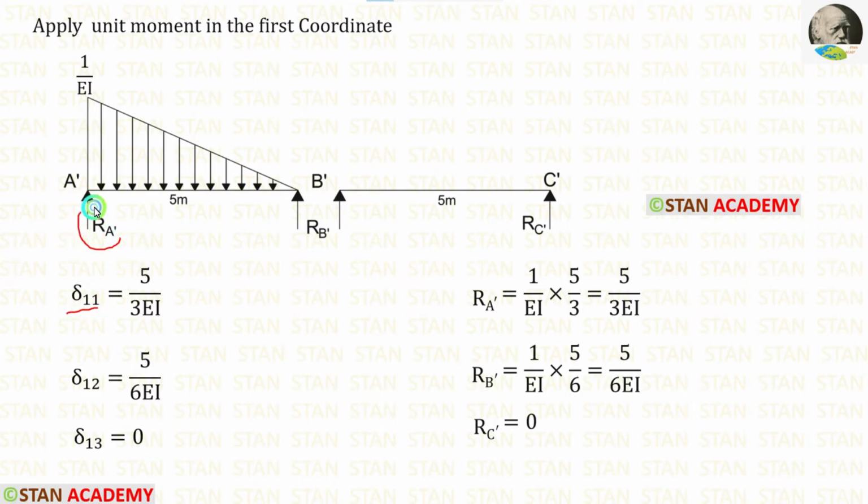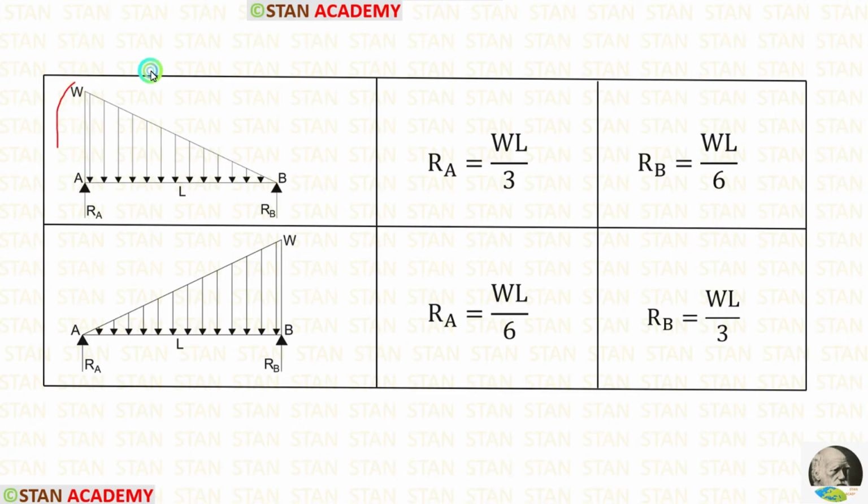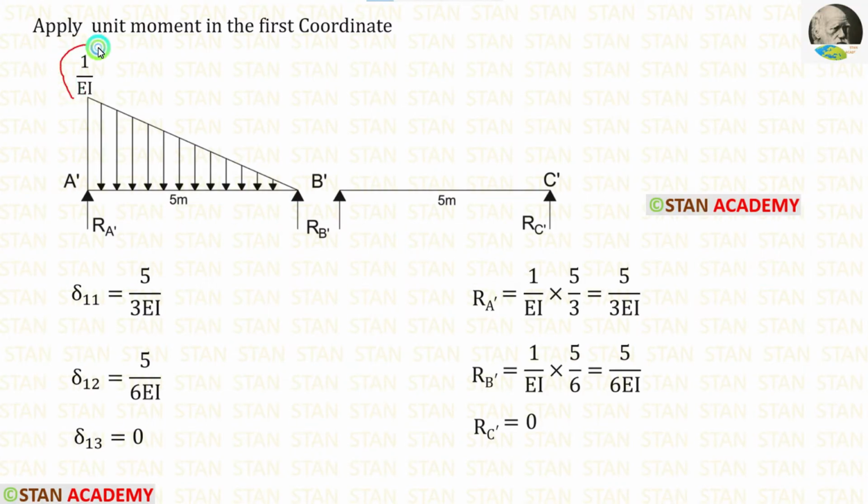For that we have to find RA dash. Here we can apply the formula and find RA dash very easily. In this kind of load in the simply supported beam, the formula for RA is WL upon 3. Here W is 1 upon EI, L is 5. When we apply inside the formula, we are getting 5 upon 3 EI.